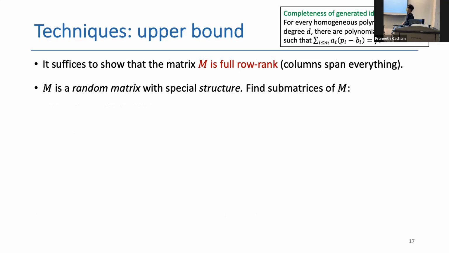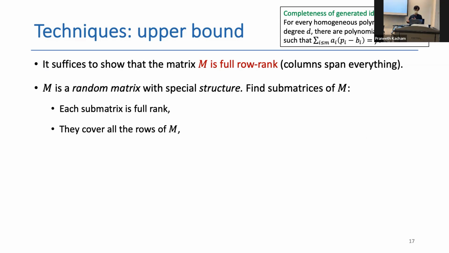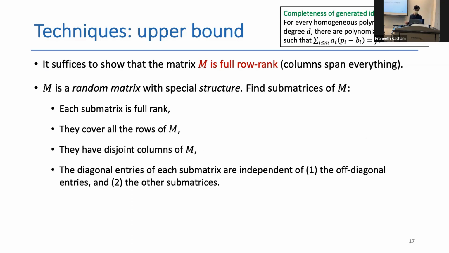A priori, it's kind of hard to analyze whether this M is full rank or not. But we observe that this random matrix has some special structure, so our strategy is to find submatrices such that each submatrix is full rank. They cover all the rows of M, and they have disjoint columns. And finally, the diagonal entries of each submatrix are independent of the off-diagonal entries and the other submatrices. This seems a little bit weird at first. Hopefully later it'll become clear why the fourth thing is needed.